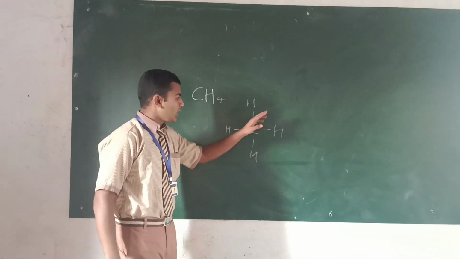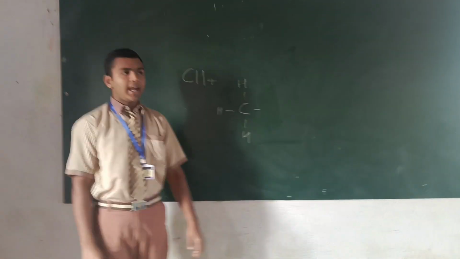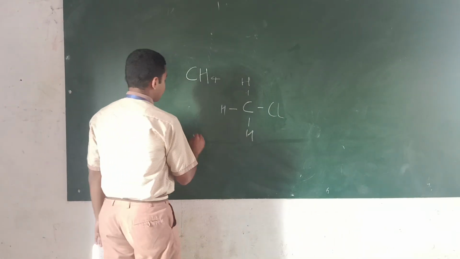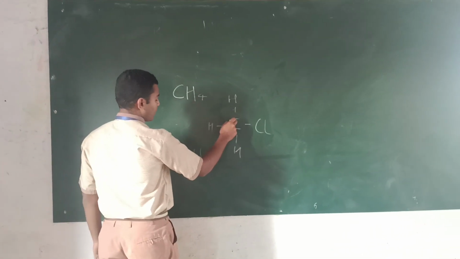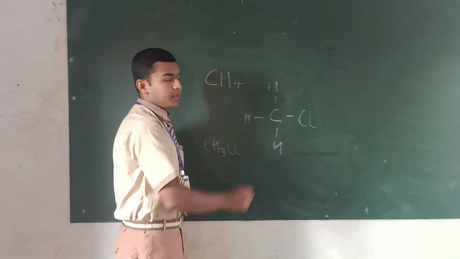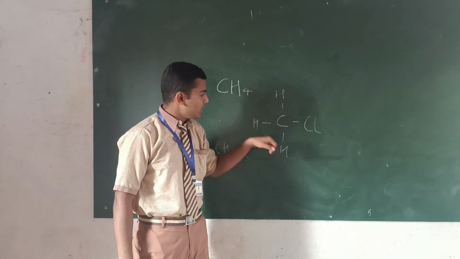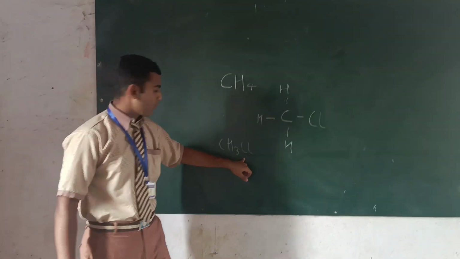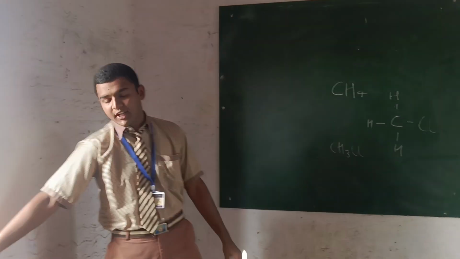But if we remove one hydrogen atom from this carbon atom and add an atom, for example chlorine, the formula would be CH3Cl, because there is one carbon atom, three hydrogen atoms, and one heteroatom, which replaces a hydrogen atom. It is known as CH3Cl, and it is also related to the common name chloroform. This is the basic information about the heteroatom.